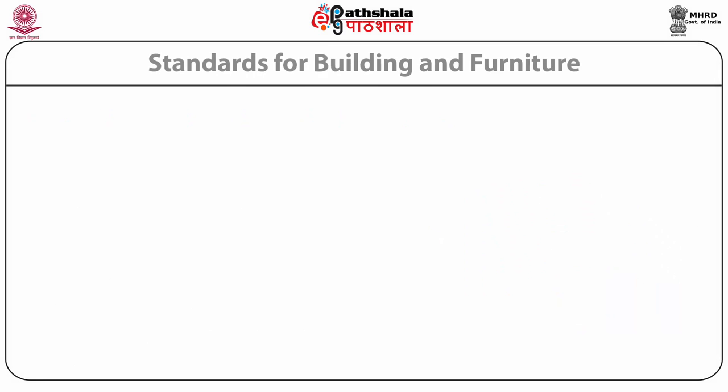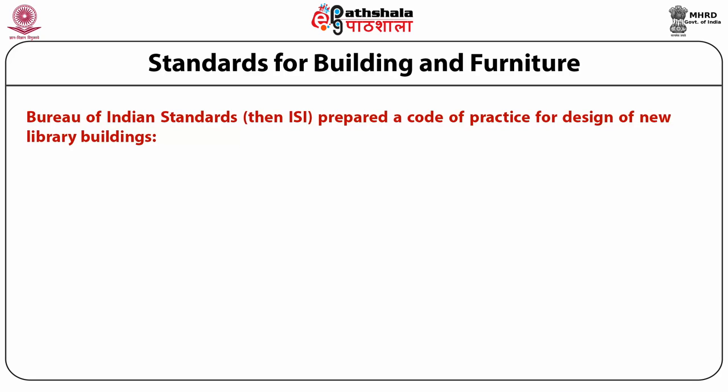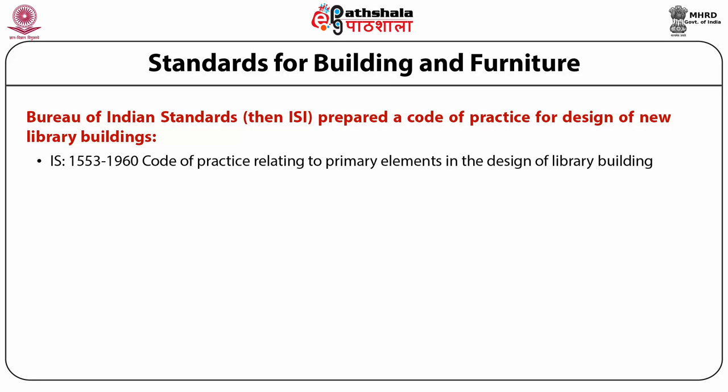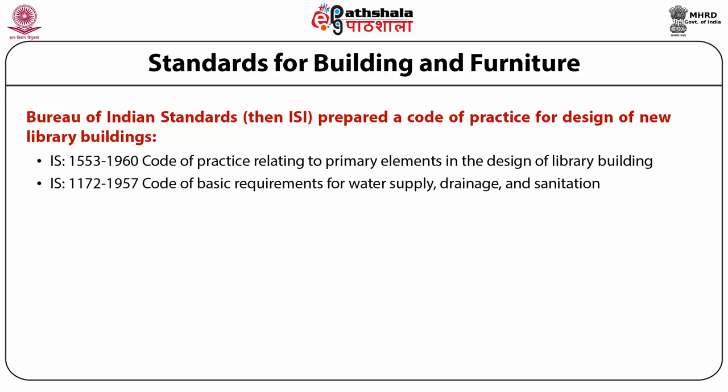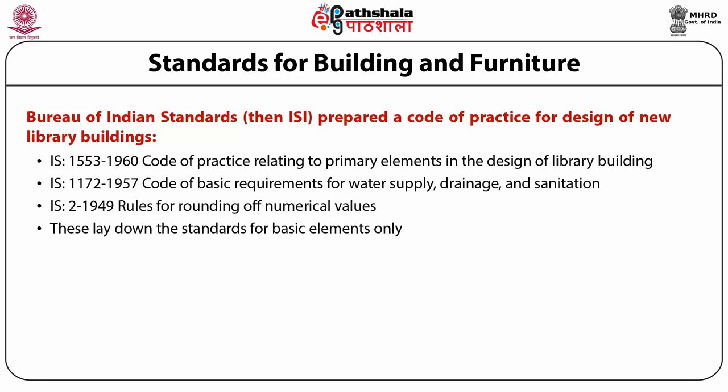The Bureau of Indian Standards prepared a code of practice for design of new library buildings. IS 1553-1960 is the code of practice relating to primary elements in the design of library buildings. Another is IS 1172-1957, the code of basic requirements for water supply, drainage, and sanitation. IS 2-1949 gives rules for rounding off numerical values. All these standards lay down the standards for basic elements only.